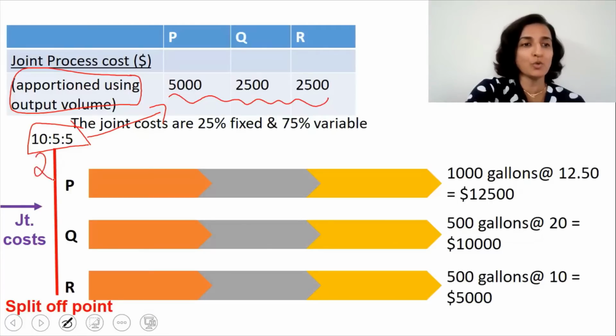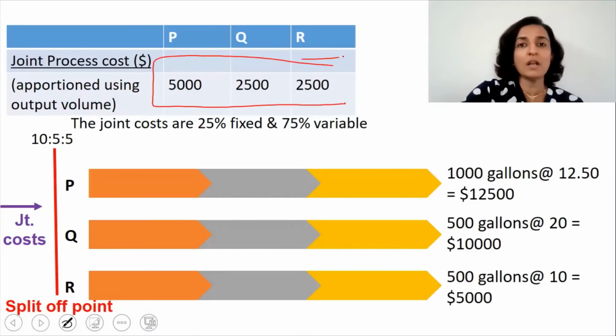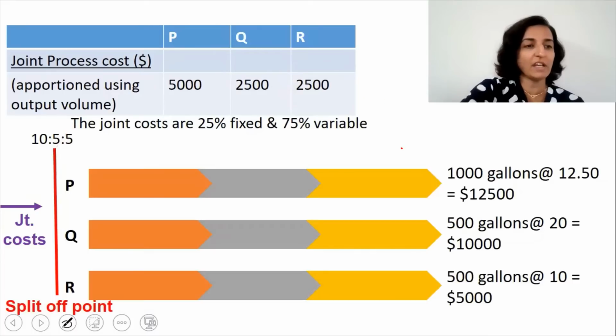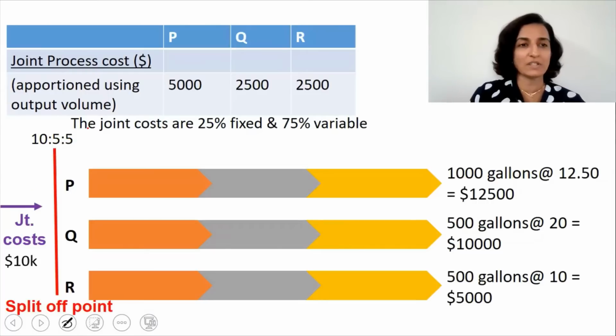Simplified, it is 2:1:1. What should we take note of? We should take note of the total joint process cost in our diagram. So 5,000 plus 2,500 plus 2,500 gives an amount of $10,000. So we will include that against joint cost. So joint cost is $10,000.